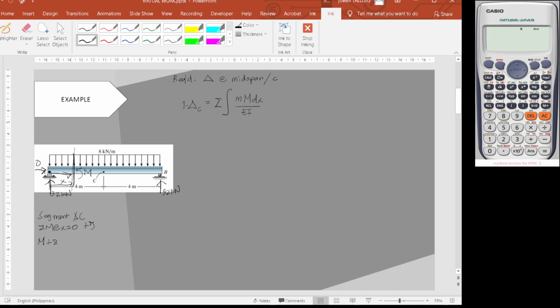Counterclockwise will be the 8 kilonewton load times this moment arm, that's X over 2. And then we have the 32 minus 32 times X is equal to 0. Okay, so M here will be equal to 32x minus 4x squared.